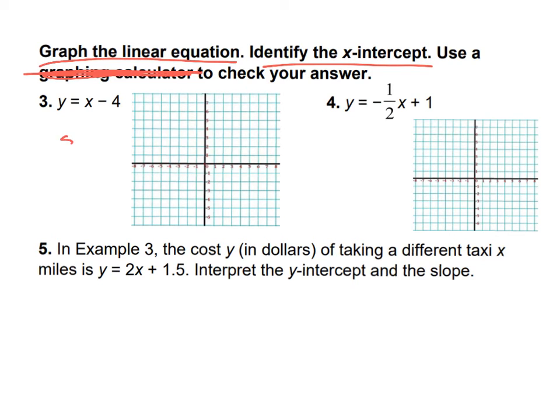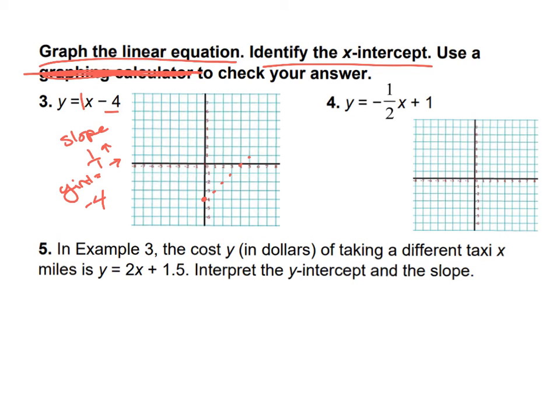So we find slope. In this case, if there's nothing in front, it's a 1. So our slope is 1. Our y-intercept would be our negative 4. Graph it. Negative 4. Slope 1 over 1. So we would go up 1 to the right 1. Up 1, right 1. So it would be like that.